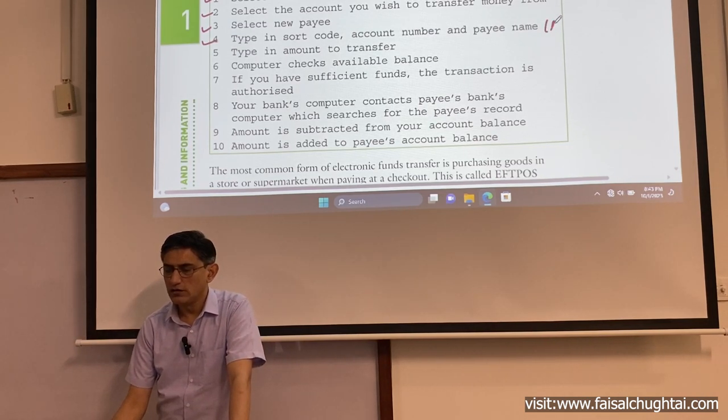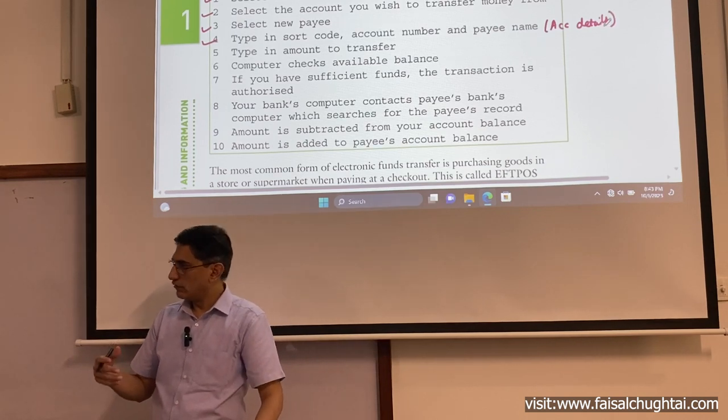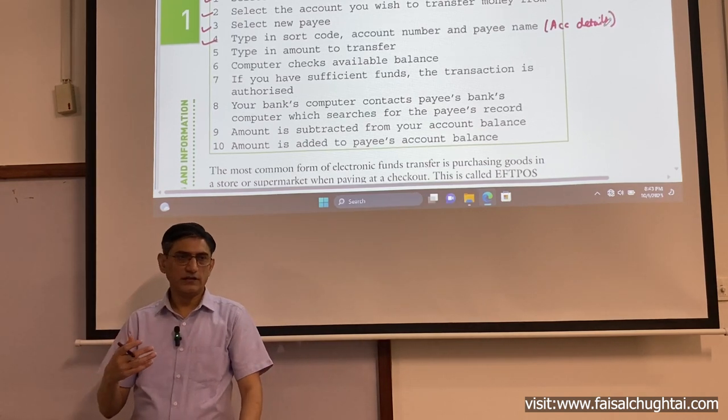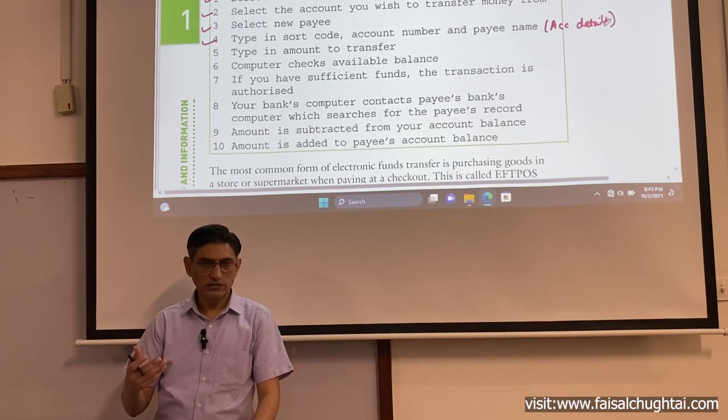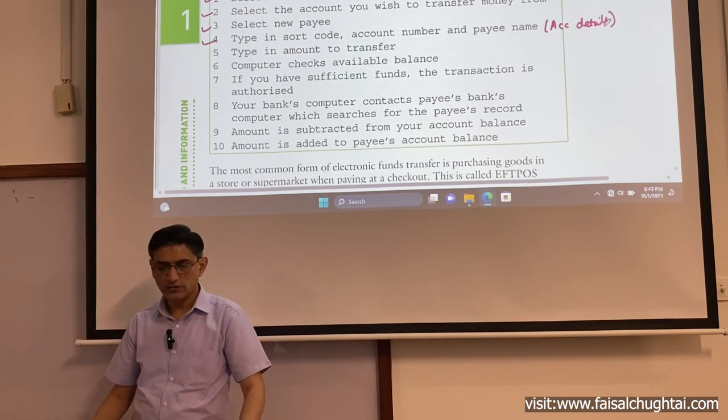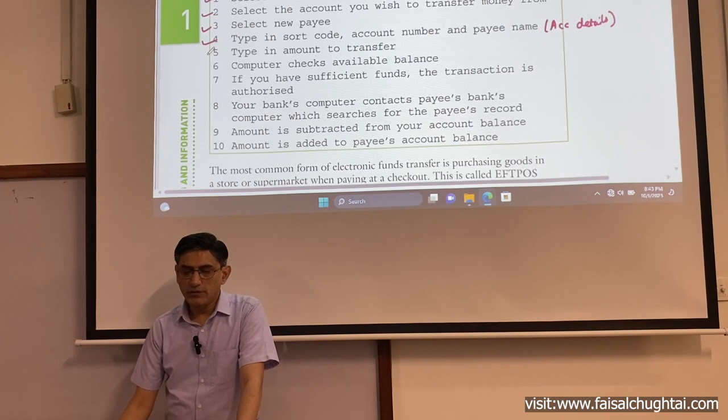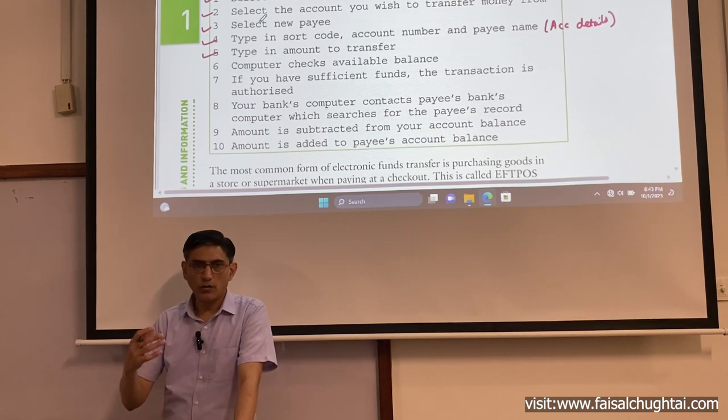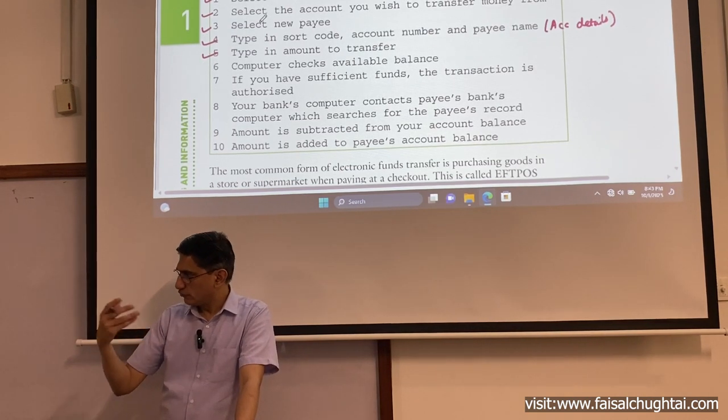So basically, in other words, the account details of the person, because the account in which you are making the payment would have an account title and a certain account number. Number five, type in the amount to transfer. How much money do you have to transfer to the payee's account?